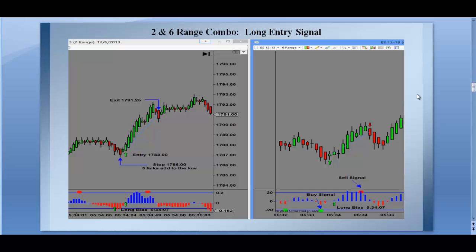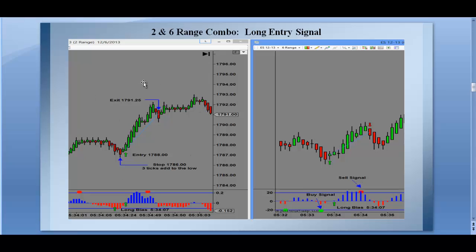What we have in front of us right now, we're going to be working on the bias long. You can see on the right hand down below here we have a buy signal, long bias at 534.07. Right on this candle it had gone flat, and next thing you know we have the market moving to the upside. Well, we want to look at that in a shorter time frame.